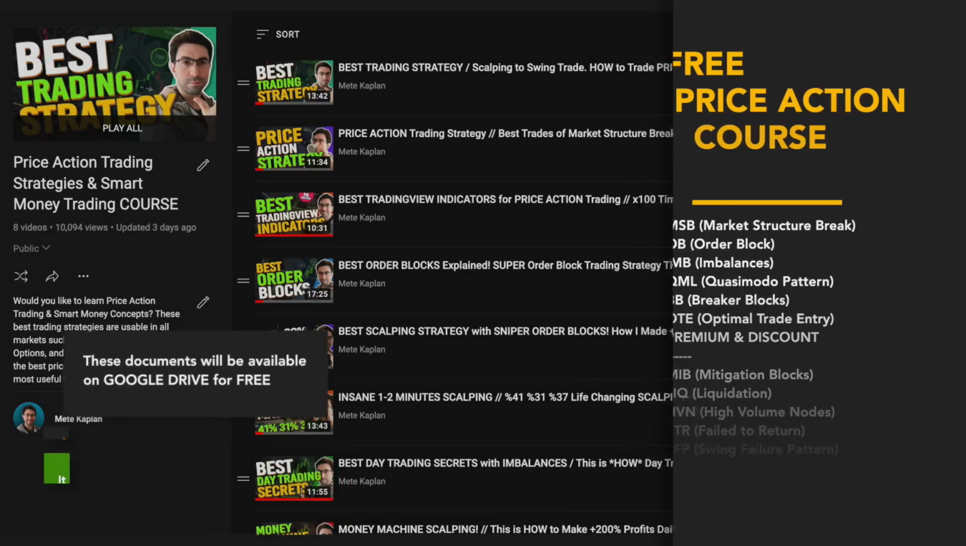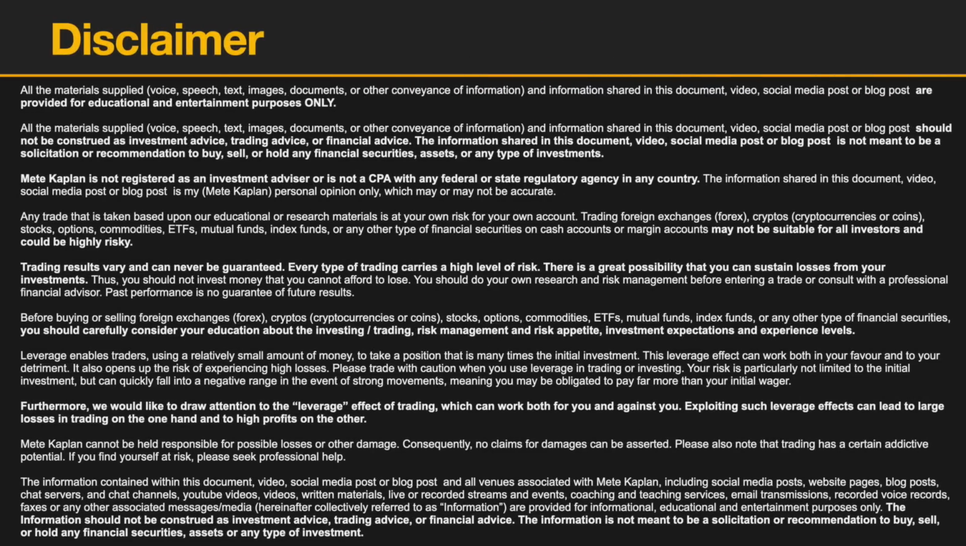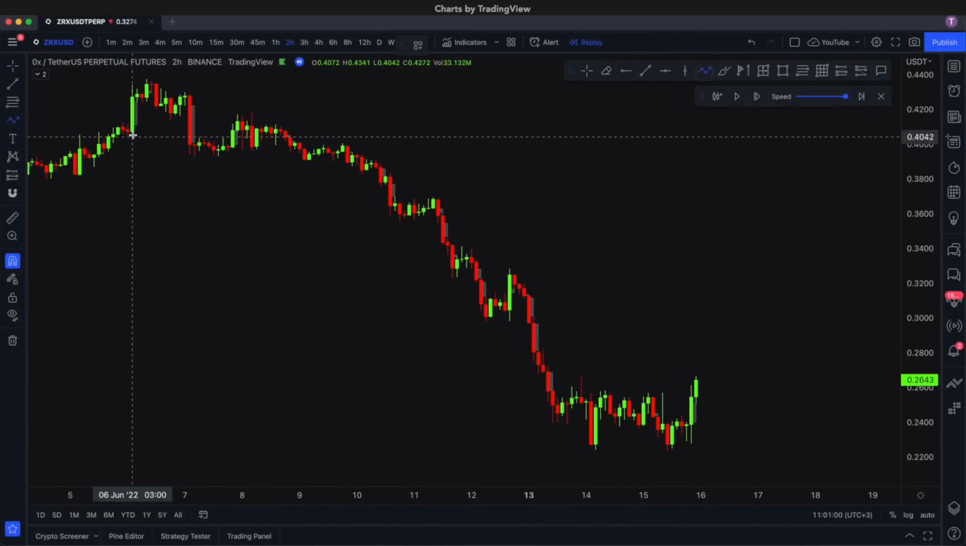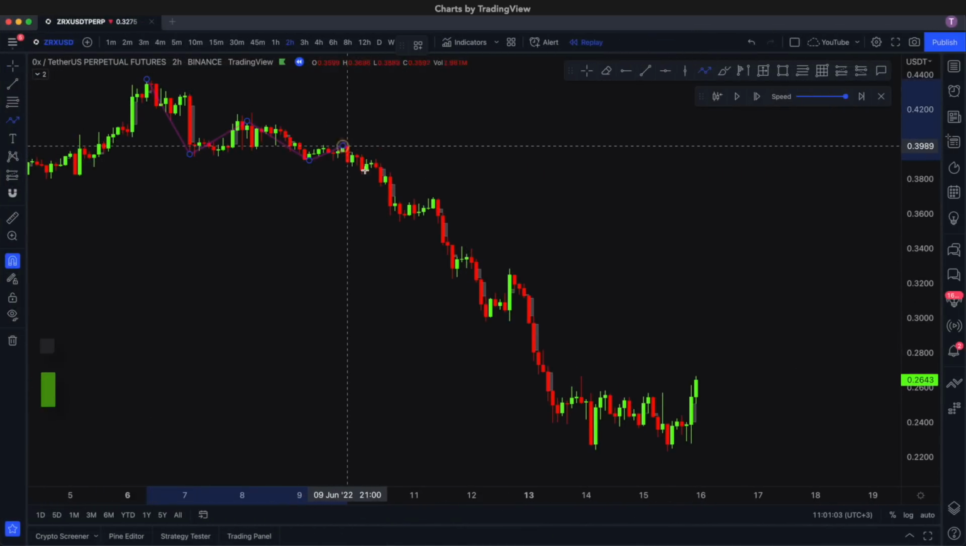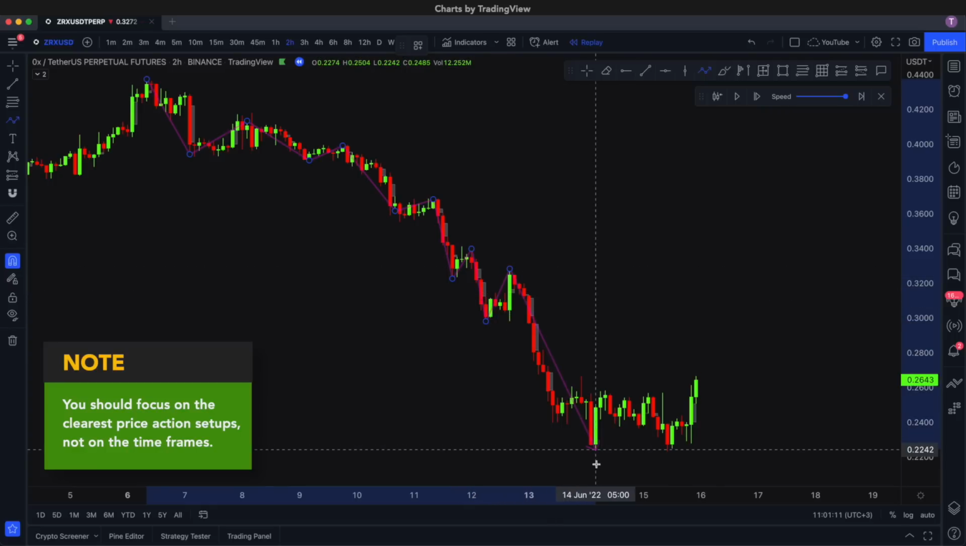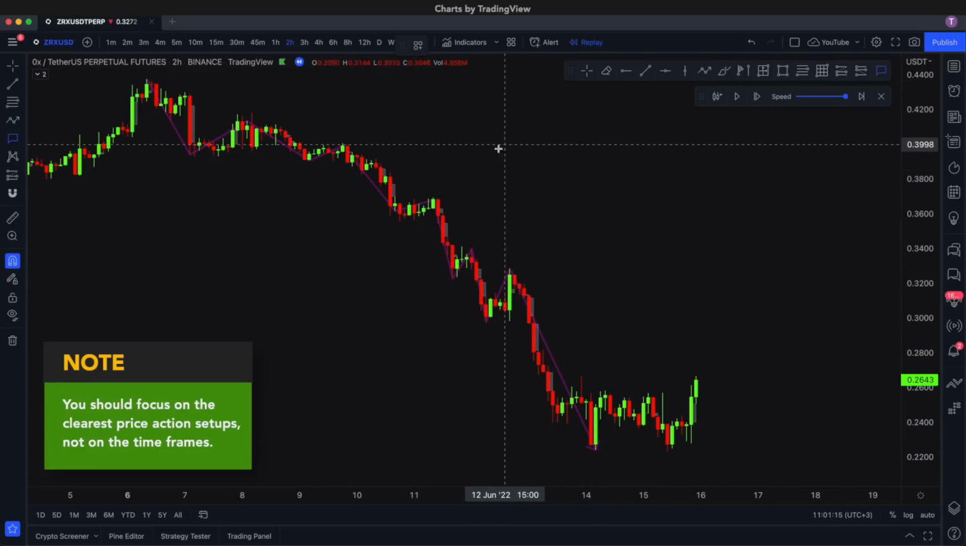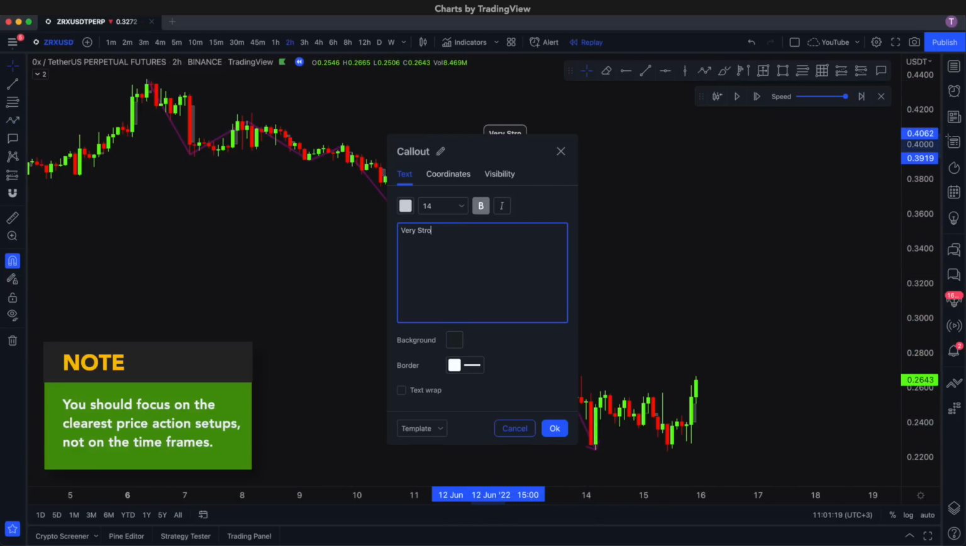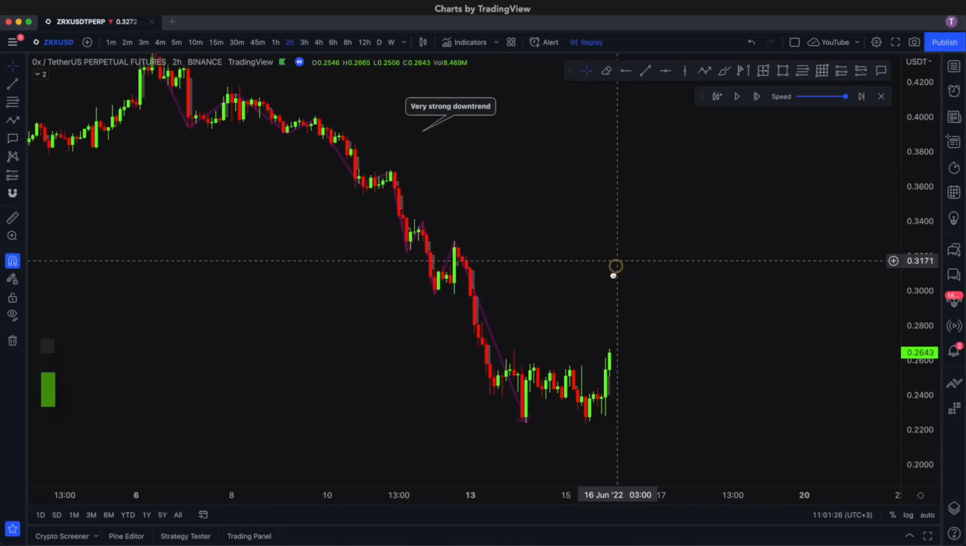Now, let's see the examples. As always, the first thing you should be doing is determining your high time and low time frames. It could be any time frame. You can combine 4 hours and 15 minutes or 2 hours and 15 minutes. It is about finding the clearest price action setups.